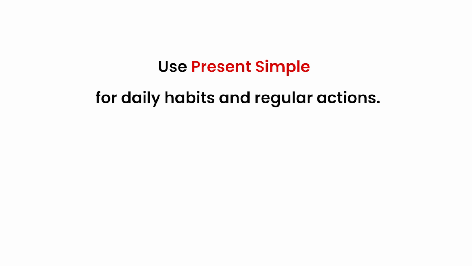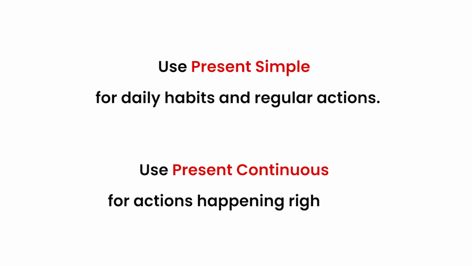Part 2. Core Rule. Use present simple for daily habits and regular actions. Use present continuous for actions happening right now.